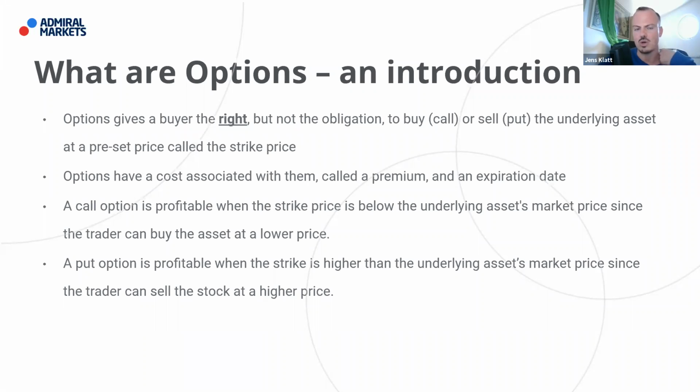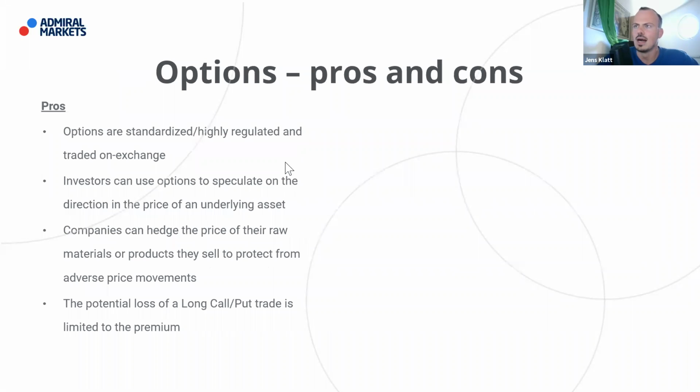And so a put option is obviously profitable when the strike is higher than the underlying asset market price, since the trader then can sell the stock at a higher price. Let's now look at the pros and the cons of options, and then I'll give you a graphic idea behind what we just talked about, in fact.